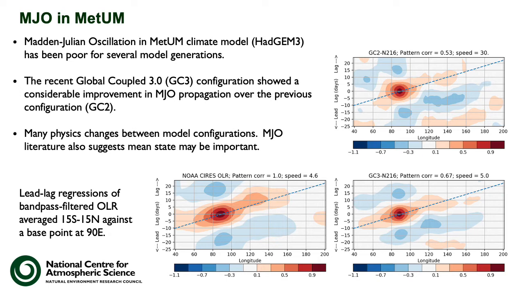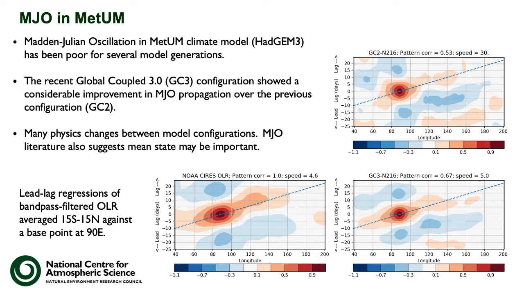But recently, the latest Met Office model configuration, GC3, which is the one that will be used for CMIP6, has shown a slightly improved propagation of the MJO, starting from the Indian Ocean and going through into the maritime continent. Still not quite as good as what we see in observations, but a definite improvement over GC2.